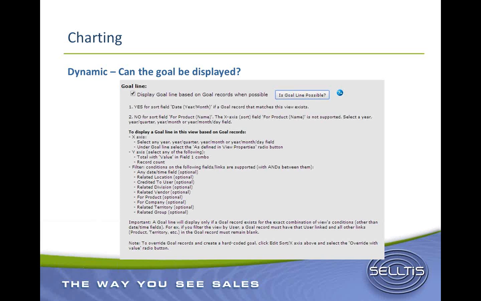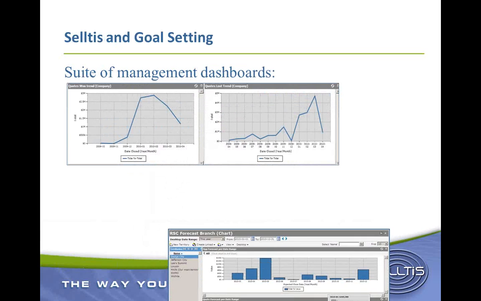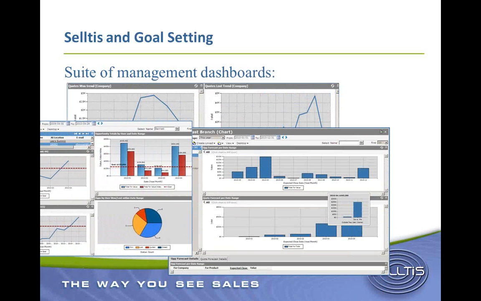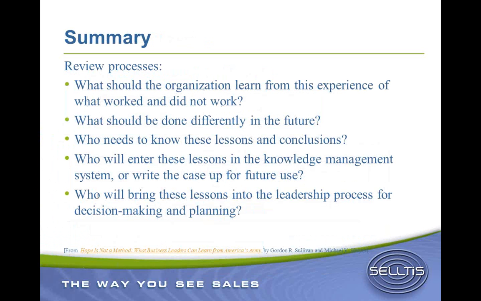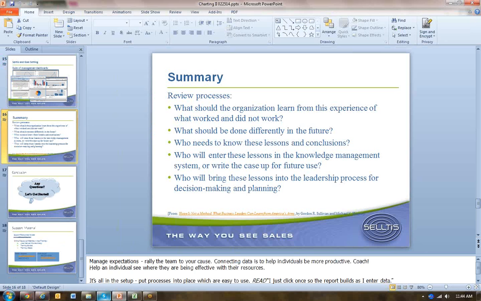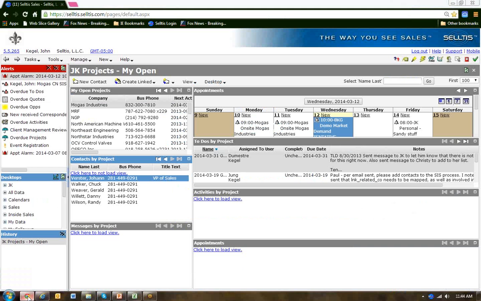In this particular case, it says, yes, I can display this goal on a monthly basis if the goal record matches the filters and sort priorities that I've put into play. All right, so we'll look at some screenshots of the results here, and let's jump into the database, the demo database, and we'll see what that looks like here.